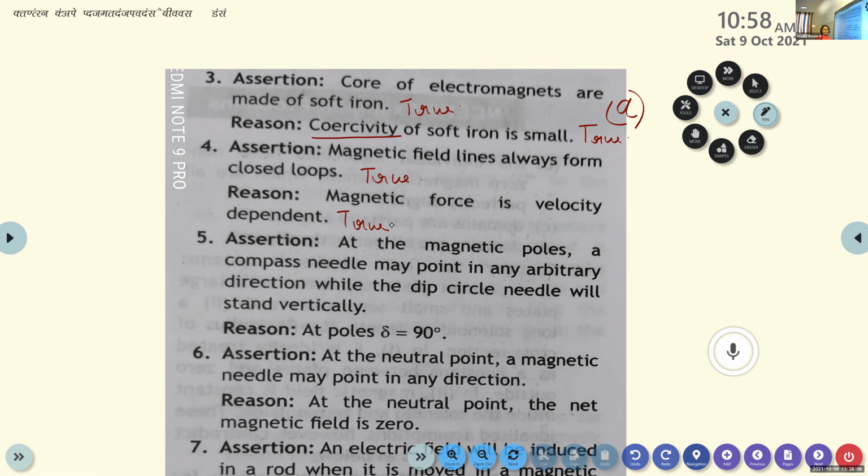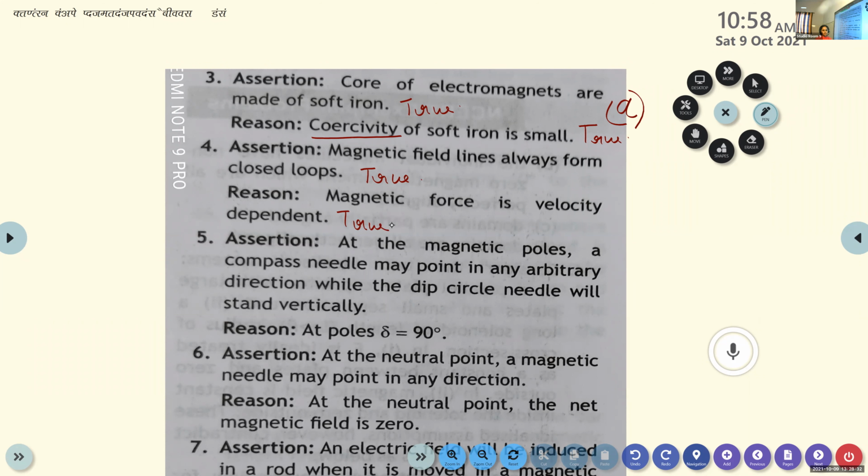If and only if the conductor is moving, then only the magnetic force originates. So magnetic force is velocity dependent. That is what we discussed in these three chapters: moving charges and magnetism, magnetism and matter, and also electromagnetic induction. Magnetic force is related to velocity. It is a true statement.